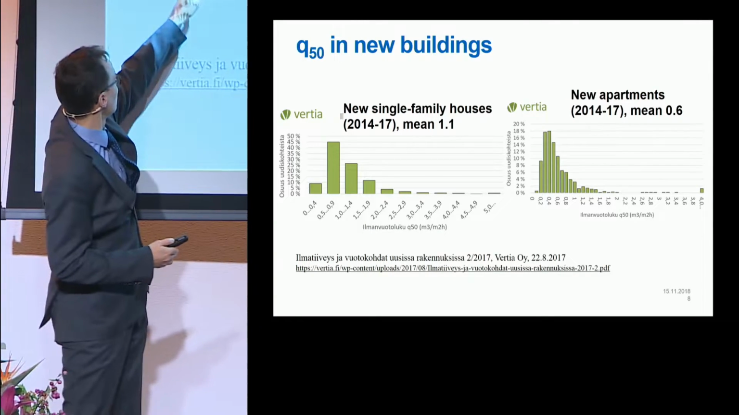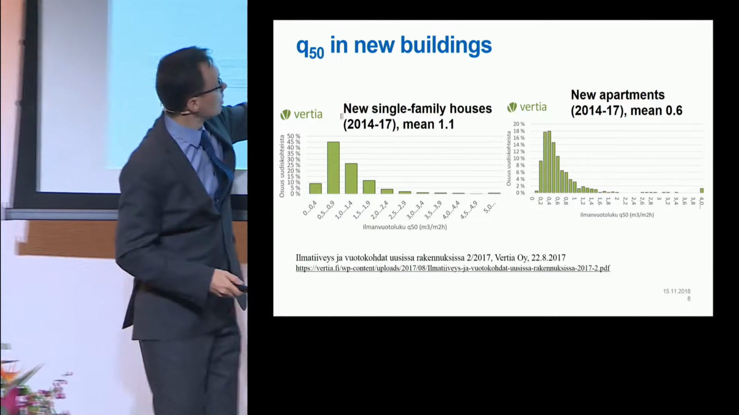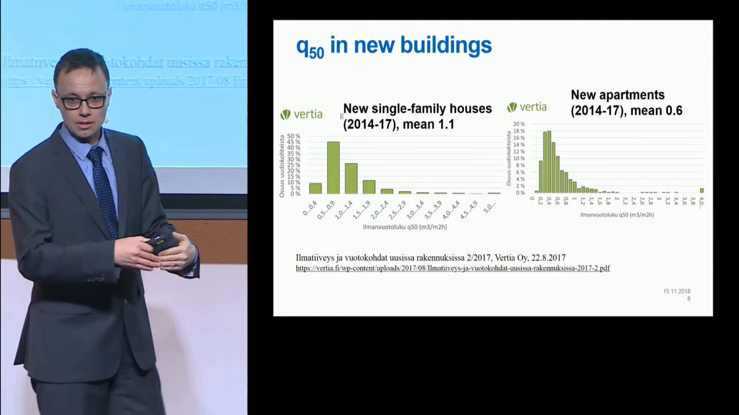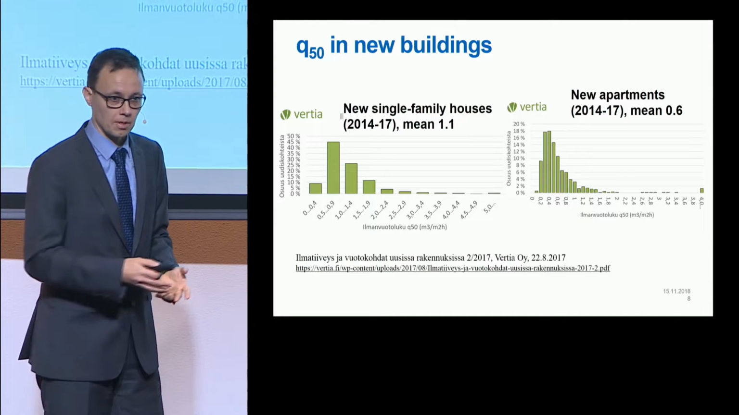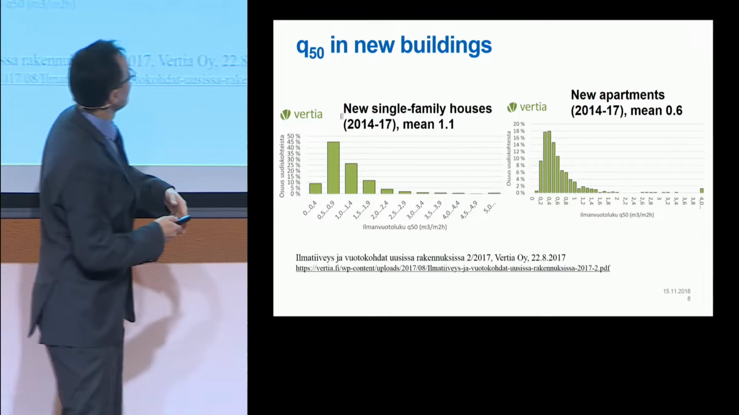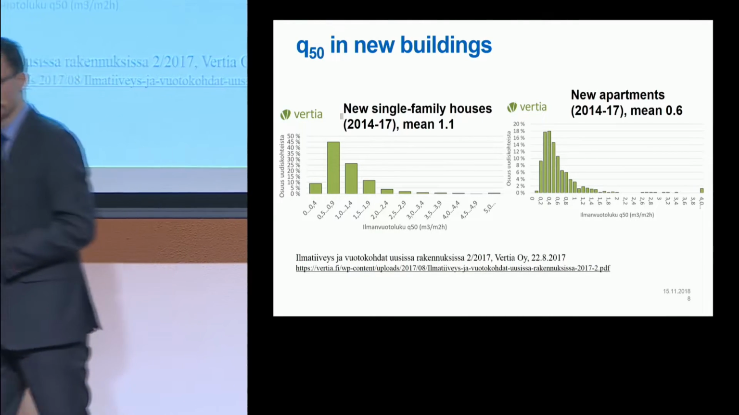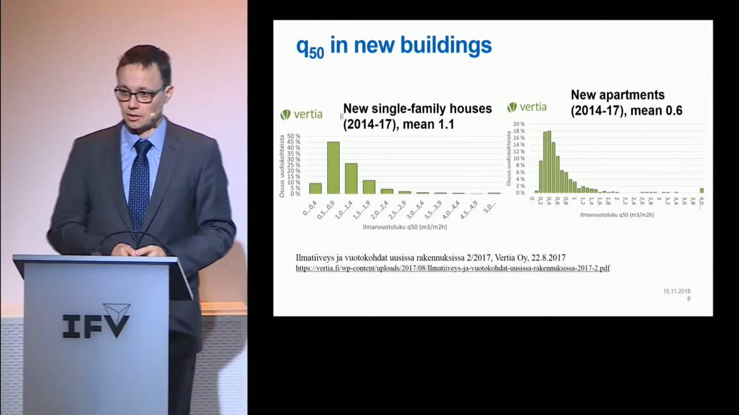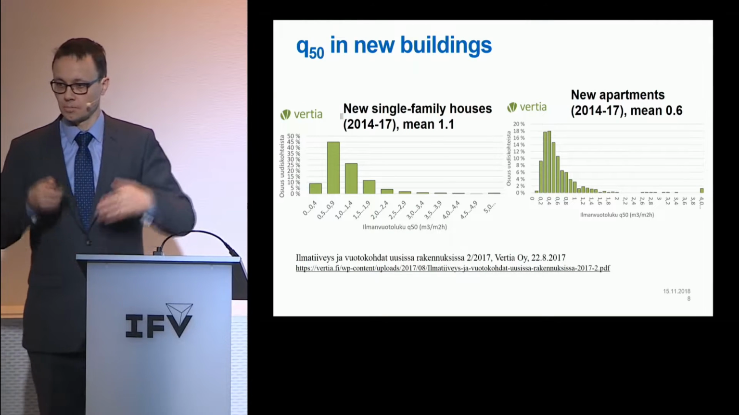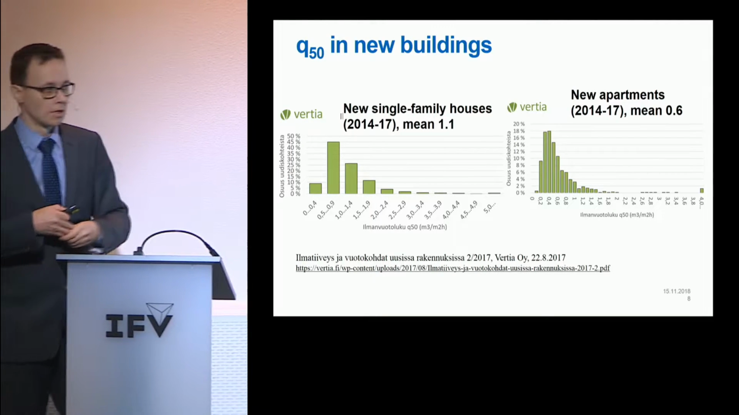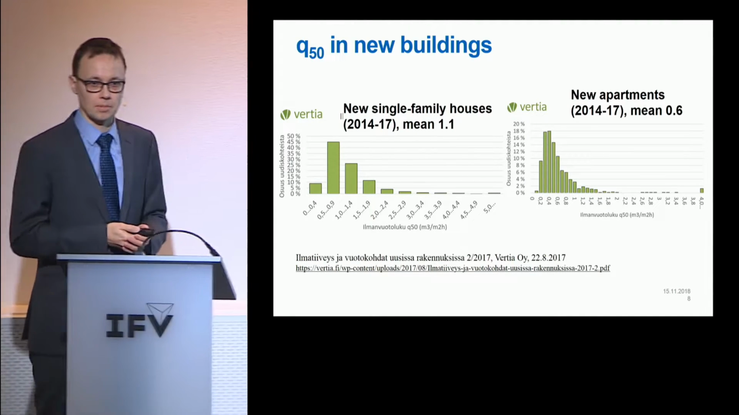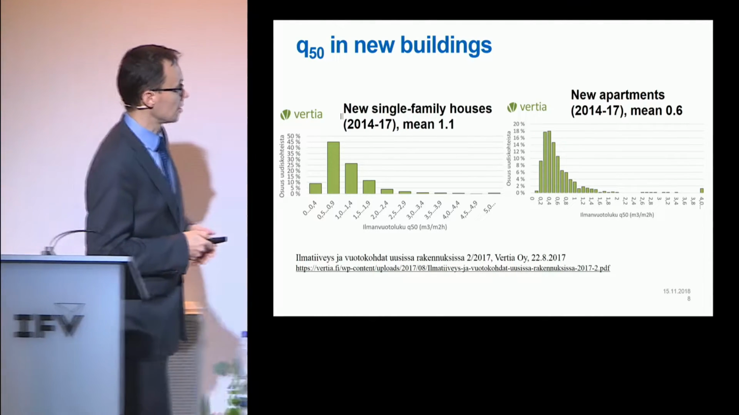Some buildings actually reach that objective. For apartments, it's actually easier to achieve the good airtightness because per single apartment you have less envelope area. And the mean is actually 0.6. So these are new buildings. And these are like normal, no special group representing some kind of attempt or testing or research, just normal buildings that have been built during these years.